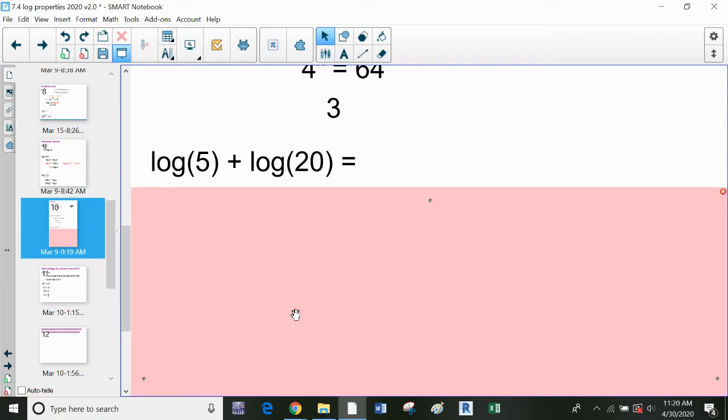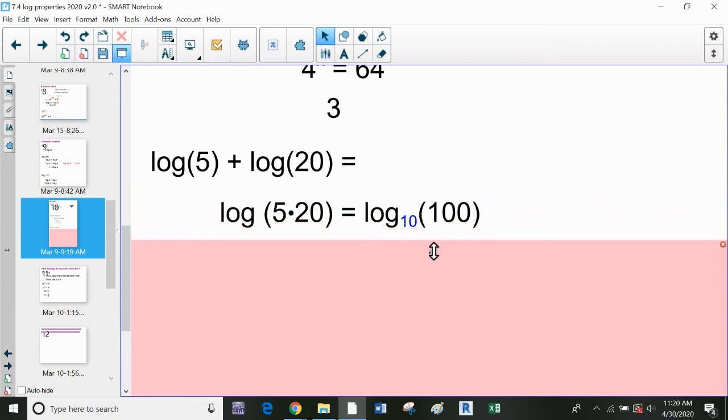Here's a weird one. Log 5 plus log 20. There's no base written down. What do I do if there's no base written down? Yeah, you guys got it. Log base 10. If you want to squish a 10 in there and a 10 in there, go ahead. Now, plus sign. That means if they have the same base, you can multiply those two arguments to combine them down to a single log expression. So I did that.